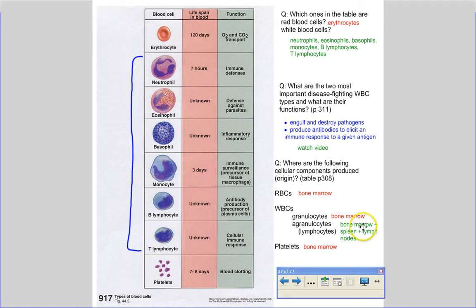Okay, the granulocytes, so the white blood cells that have granules in them, that'd be the neutrophils, eosinophils, and basophils. They're produced in the bone marrow as well, but the agranulocytes, or the lymphocytes in other words, are produced in the bone marrow, but also in the spleen and the lymph nodes, which are another part of your immune system.